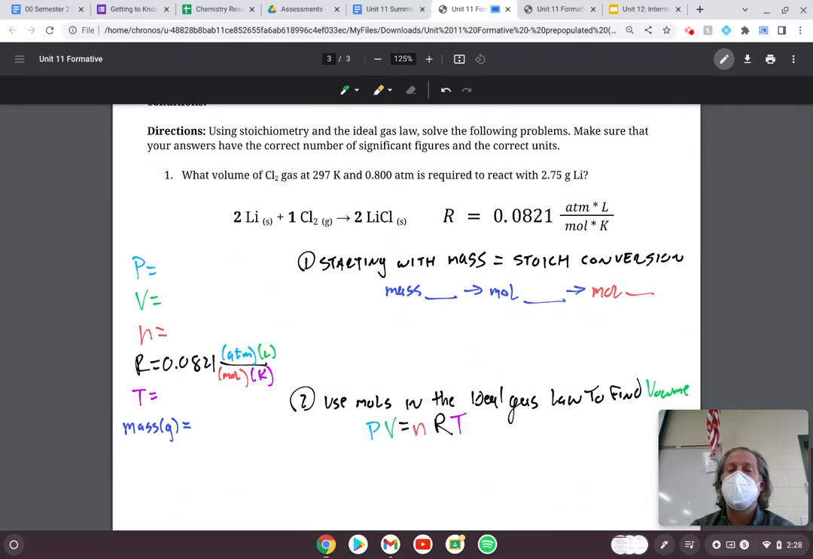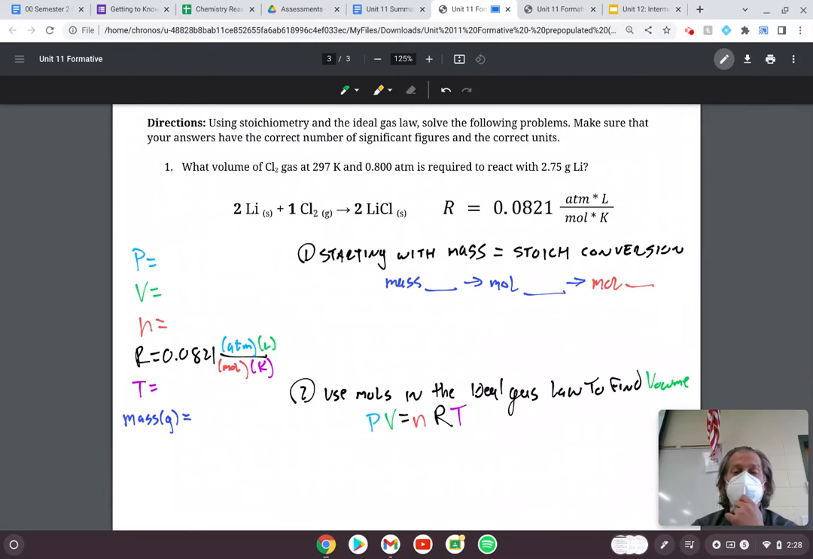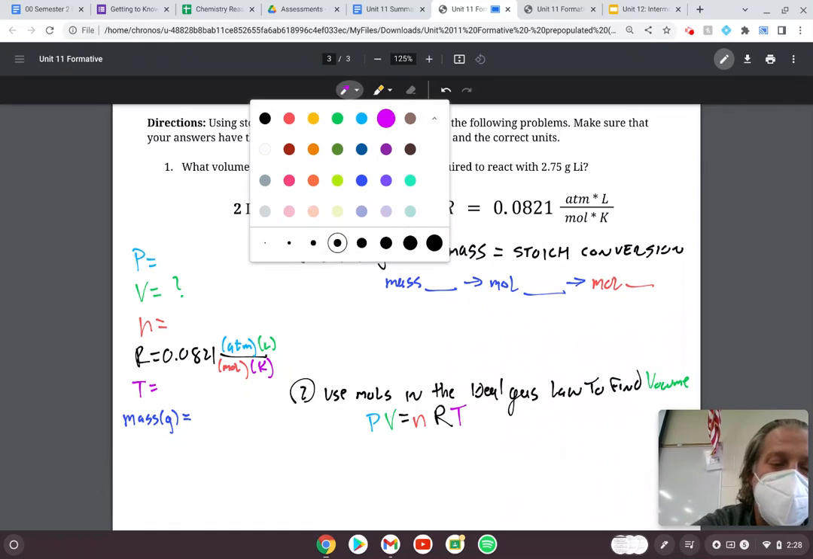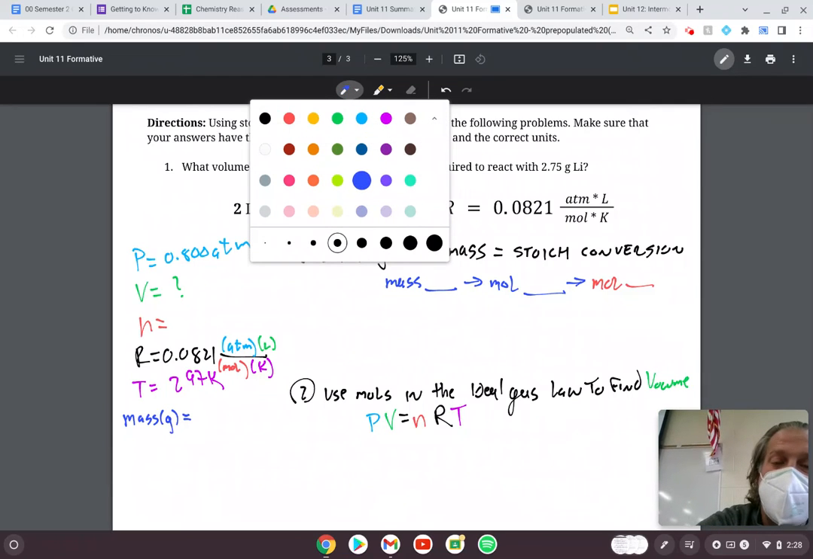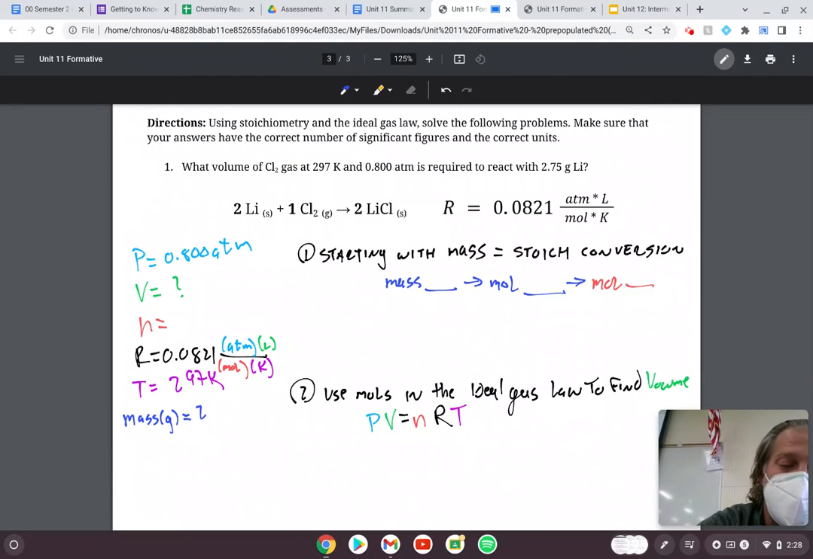All right. So now in this problem here, because we have a lot of things going on, I'm going to first identify my variables. This problem asks me to solve for my volume when I know my temperature to be 297 Kelvin. I know the pressure is 0.800 atm. And I know that the number of grams of lithium is 2.75 grams of Li.